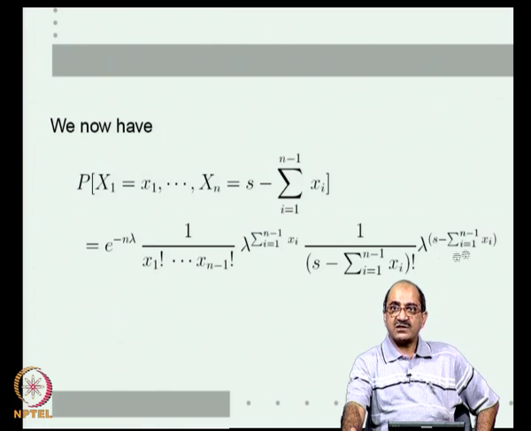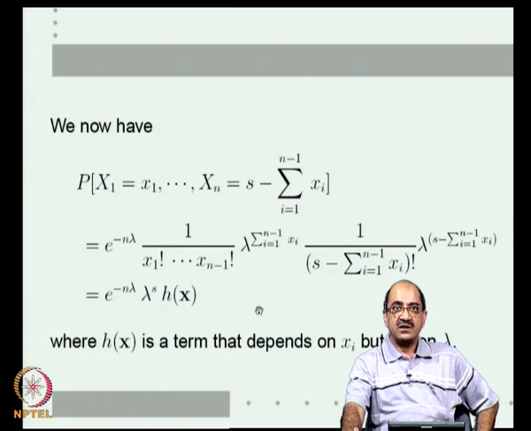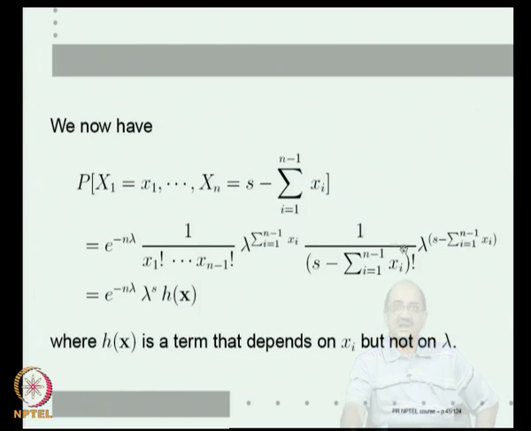Here lambda to the power s minus the same summation. So, those two together will give me lambda to the power s. So, that gives me e to the power minus n lambda, lambda to the power s, and something that only depends on xi. All this depends only on xi. This also depends only on xi, because s is summation xi, right. So, this factor only depends on xi's, this factor only depends on xi's. So, this entire thing becomes e power minus n lambda, lambda to the power s into h(x), where h(x) is a term that depends on xi, but does not depend on lambda.